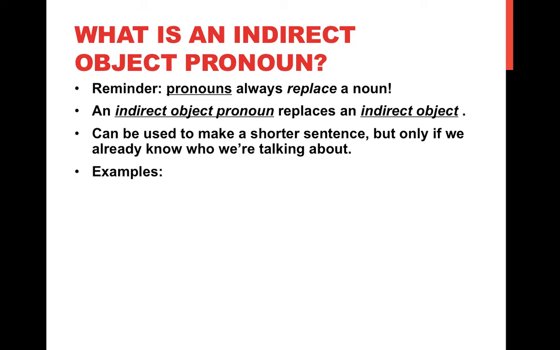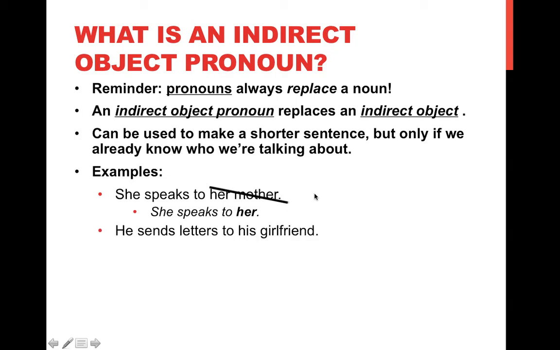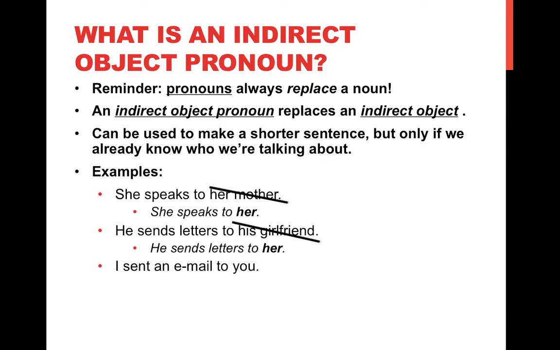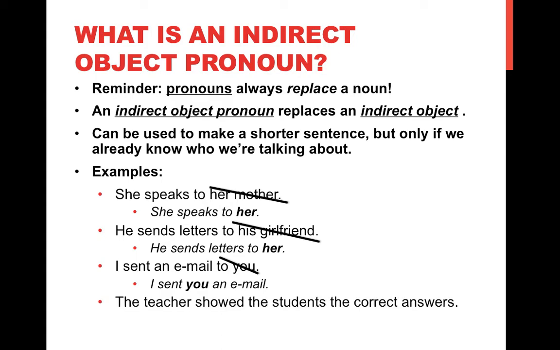So if we look at our examples from the last slide, she speaks to her mother. We could just replace her mother and say she speaks to her. Her is an indirect object pronoun in English. We also have he sends letters to his girlfriend. Same thing, we could get rid of that and say he sends letters to her. I sent an email to you. In this case, I sent you an email. And the teacher showed the students the correct answers. The teacher showed them the correct answers. So in each case, we can get rid of the indirect object if we have one of these indirect object pronouns like her, you, or them.